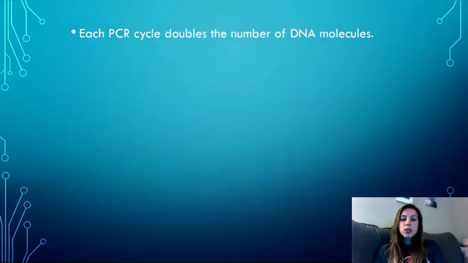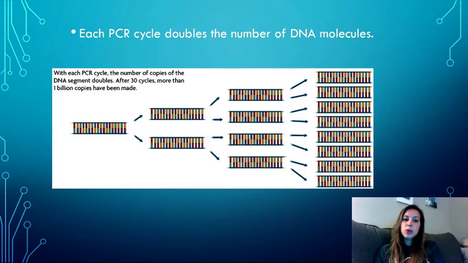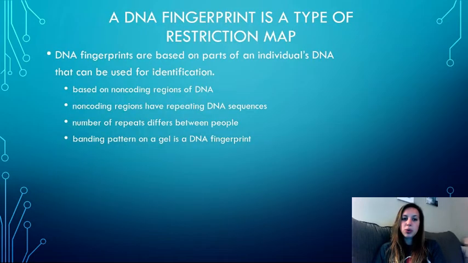So each PCR cycle doubles the number of DNA molecules. So we look at our picture here. We have 1, then we have 2, then we have 4, then we have 8. After 30 cycles, more than 1 billion copies have been made. So that is a lot of copies of this one DNA fragment, which is really cool.